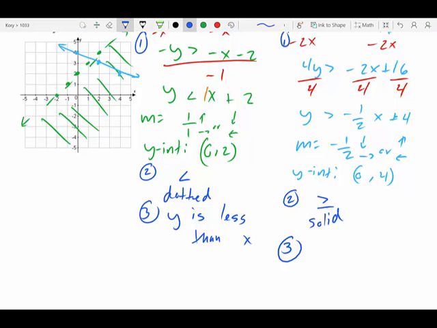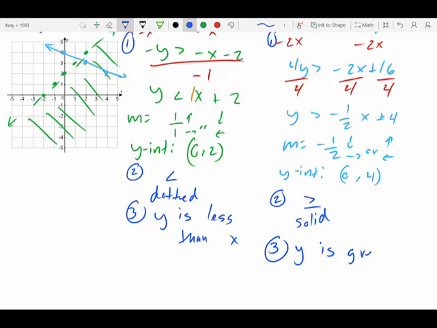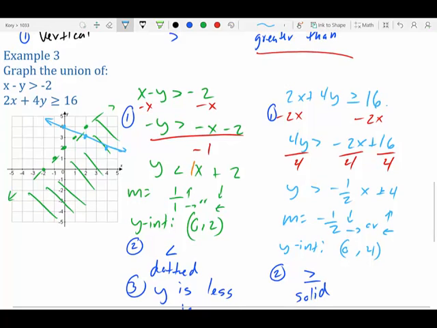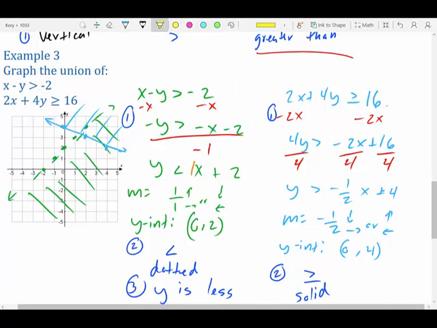I didn't. So, our third step is to figure out where do we shade. Let's read this. This states y is greater than x. So since y is greater than x, we shade above the line. Now, the solution to this can be found anywhere in this region where the blue meets the green.